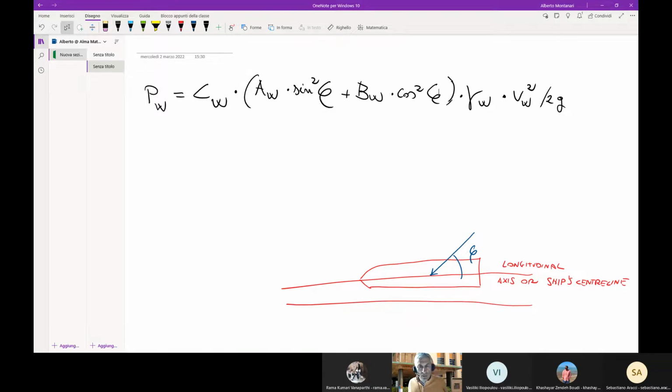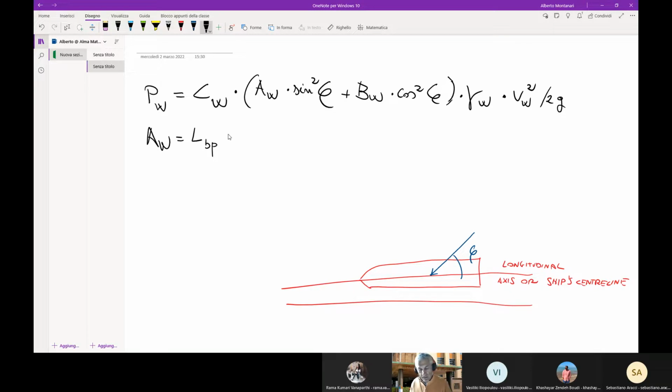Now, how can we compute AW and BW? These are specific behaviors of the ship. So you may have information from the manufacturer, from the producer, which give to you an estimate of the side windage area and the transversal windage area. And if you don't have any information, there are a couple of rules of thumb that you could use. And these rules of thumb suggest to estimate AW by multiplying the length between perpendiculars of the ship. And remember, we discussed it before.